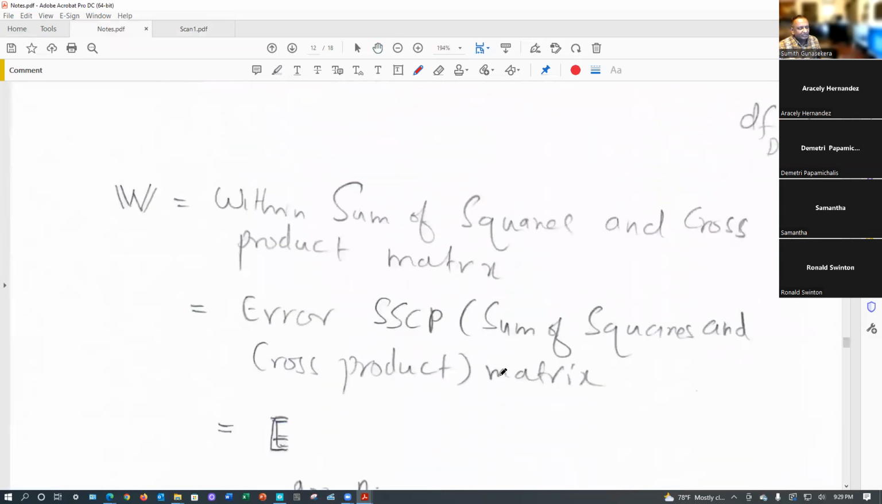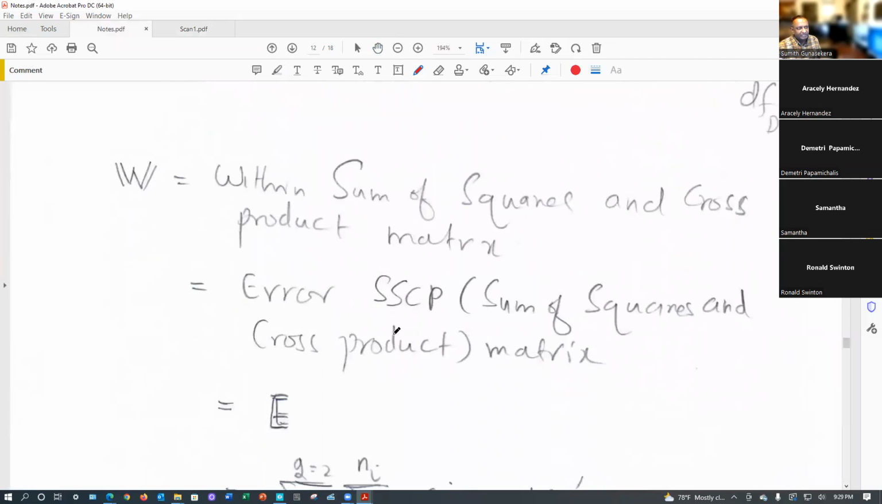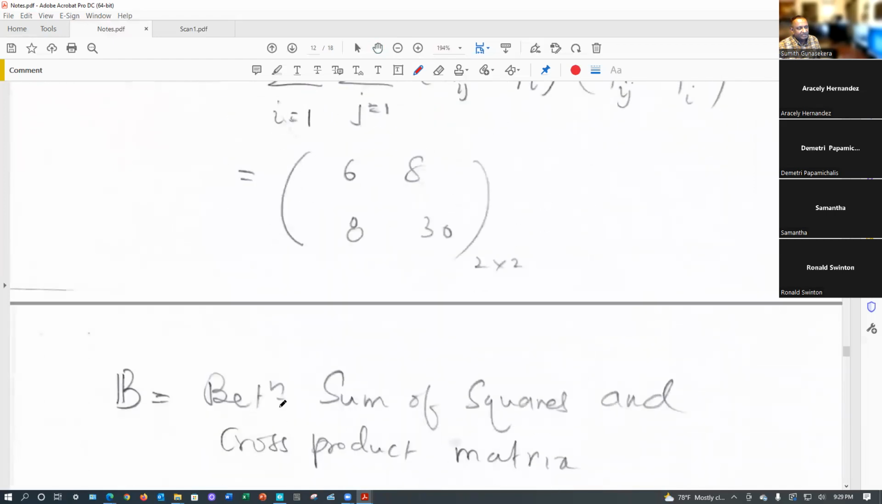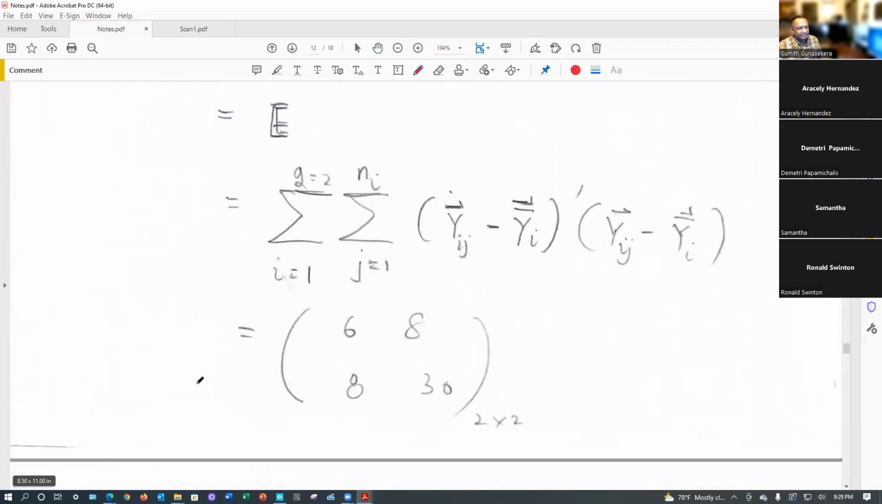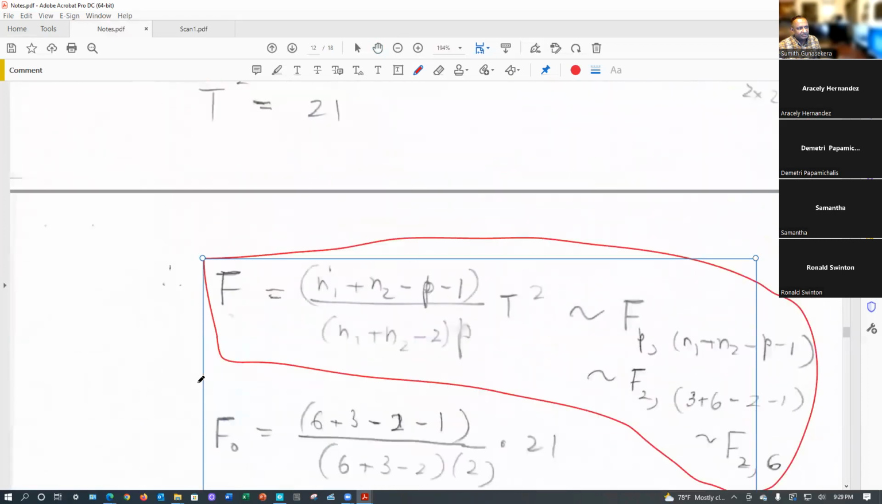W is another name for that one. W means within sum of squares and cross product matrix. On the printout, you can see sometimes they call it error SSCP, sum of squares and cross product matrix. They call that one E. See, 6, 8, 8, 30. See, sum of squares product. That's the same thing.